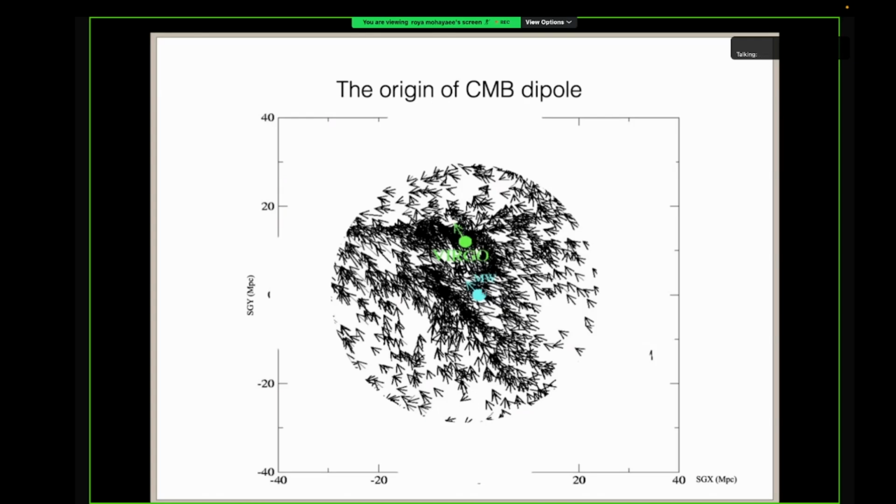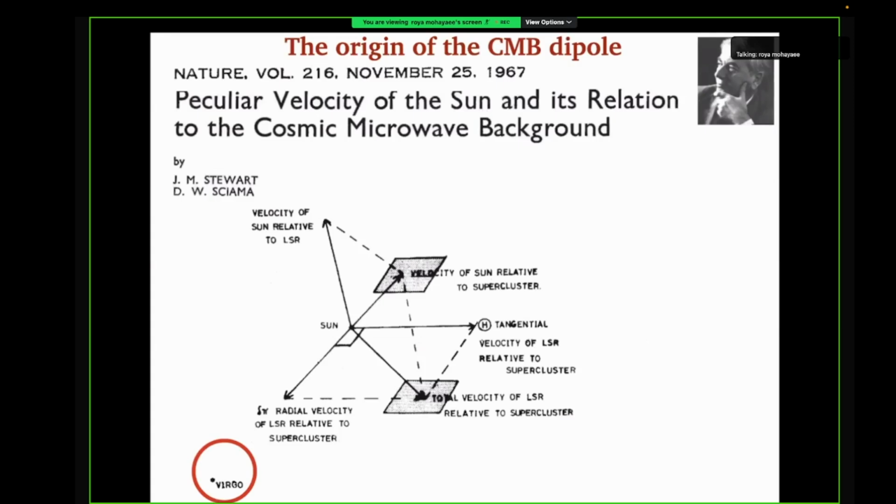So there's a direction, we are going in that direction. Now, is Virgo responsible for our motion? Is Virgo giving the motion that is predicted from the dipole anisotropy of the cosmic microwave background radiation? It's very interesting because even before the calculation done by Peebles and Wilkinson, Dennis Sciama actually predicted a CMB dipole by looking at our motion towards Virgo, basically.